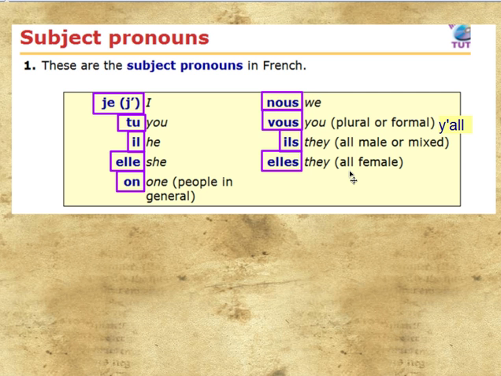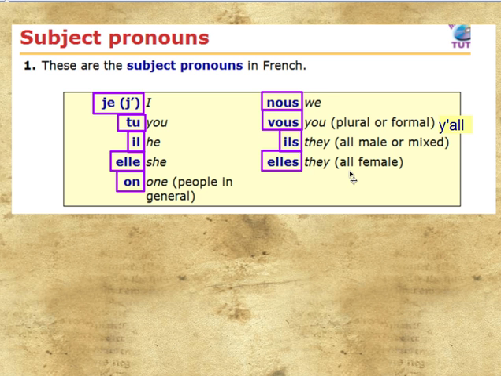The word for one or we in general, people in general, is on. The word for we is nous. The word for y'all is vous. And then the two words for they are ils and elles.